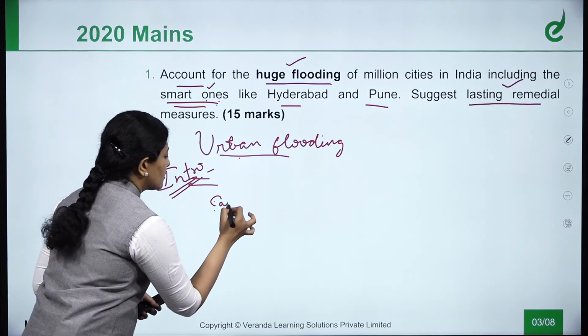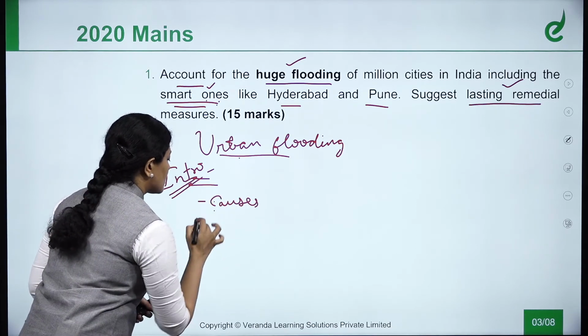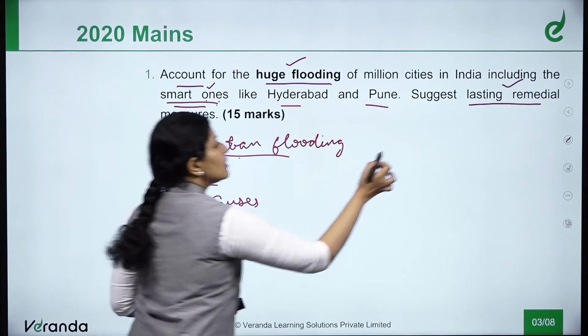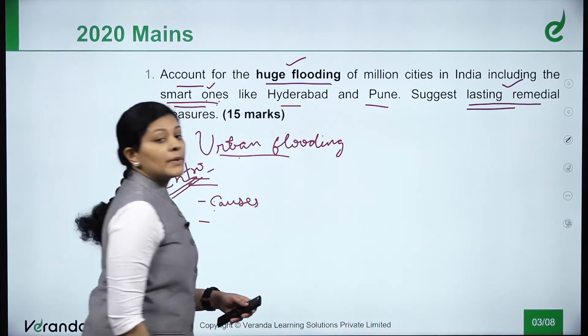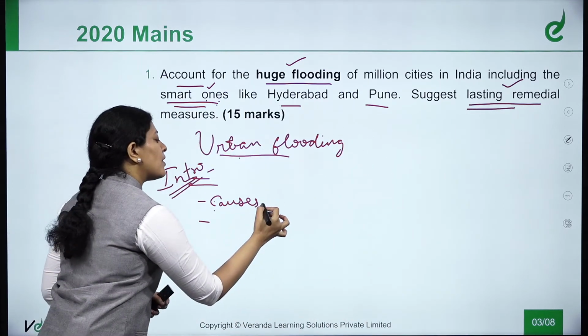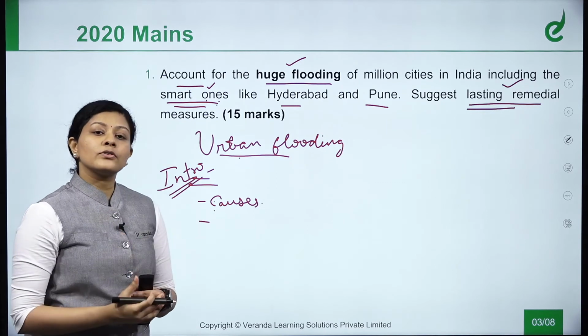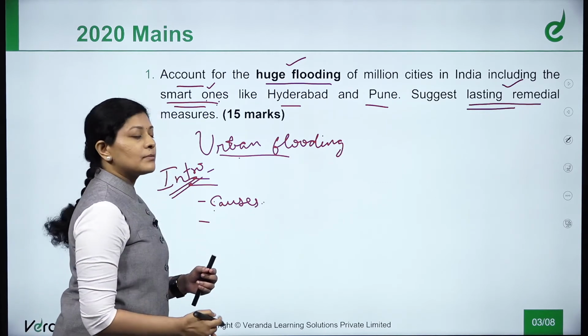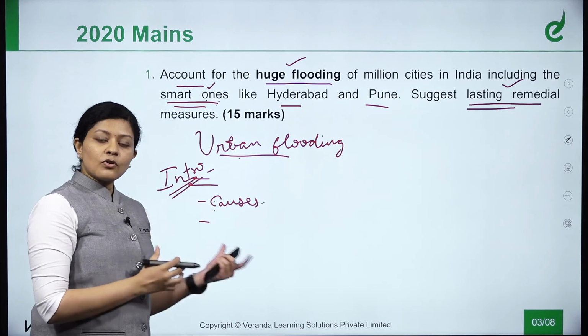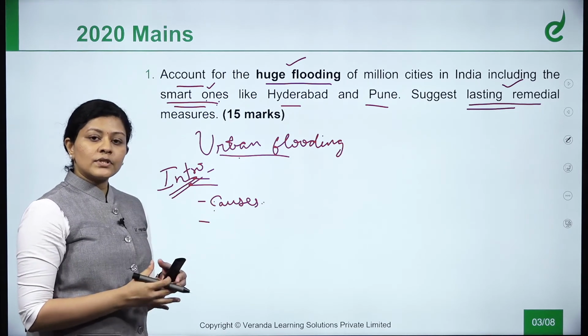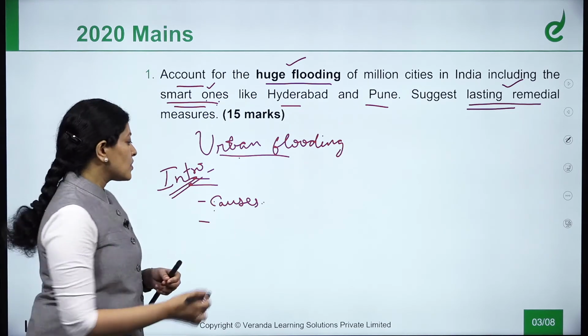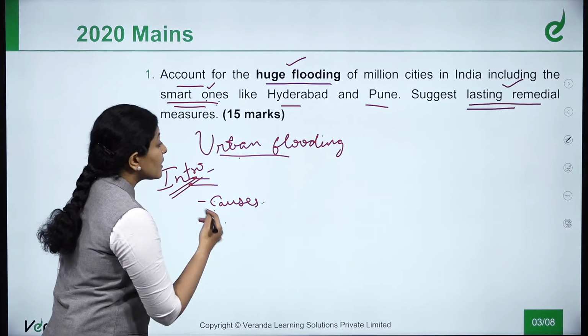We talked about causes, and then you are going to talk about the remedial measures. You should not keep on writing the causes, even though you know so many of them, because the demand of the question is not to talk about the causes. The demand of the question is to give the remedial measures. So you are supposed to give remedies. So what are the remedies?